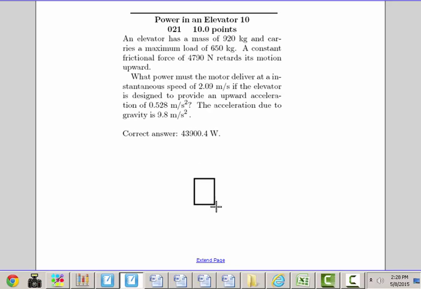It's easy, though. What number is this? 21? Yes. All right, the elevator has a mass of 920 and 650, so 920 and 650 is 1570, right? So you've got 1570 kilograms sitting in here. You have a frictional force of 4790 pushing down here. It retards the motion, yes. No, it's accelerating. Upward acceleration.